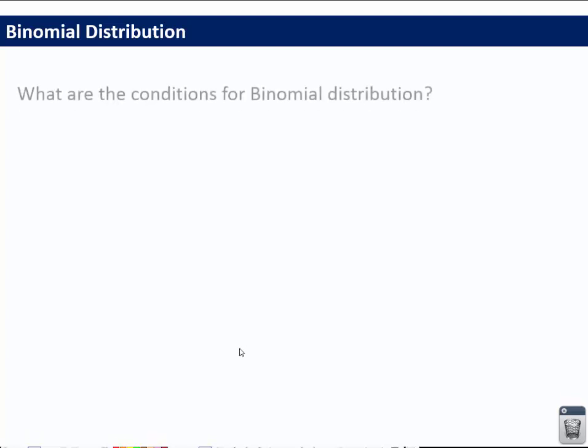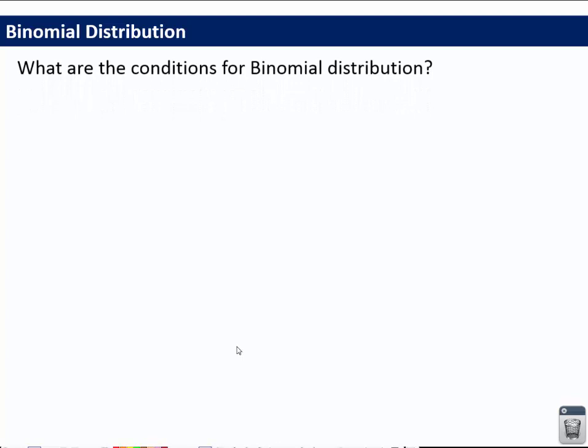So before we start talking about the binomial distribution, we need to think about what the conditions are for the binomial distribution. So what are they? First of all, you have two outcomes.